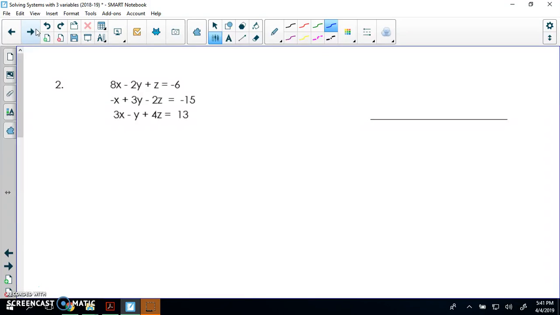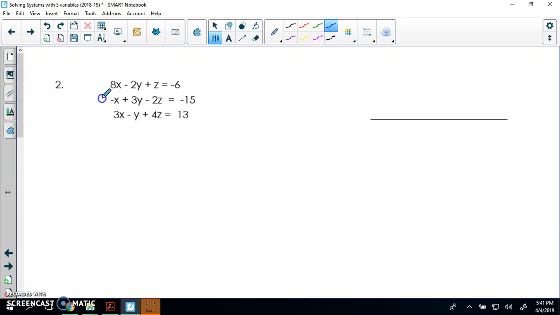All right, let's try one that's a little bit harder. Let's try number 2, and then I'll set up maybe number 3, and you guys can work number 3 by yourself. Number 2, these z's look like they would be kind of easy, because that's a 1, a 2, and a 4. I could probably eliminate those pretty easily.